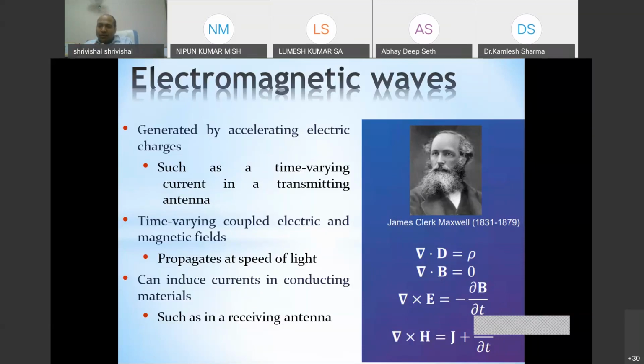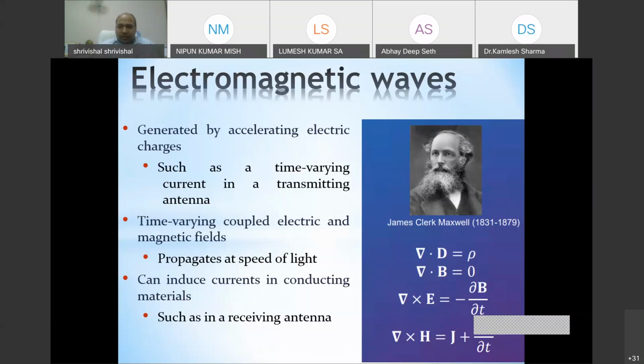If we have a time varying magnetic field, it will lead to electric field generation, and if we have a time varying electric field, then it will lead to magnetic field generation. As del dot D, D is nothing but epsilon E, so from here we can derive the expression for the electric field. All these equations are related to the time varying case.